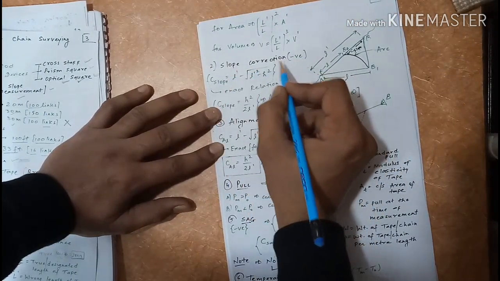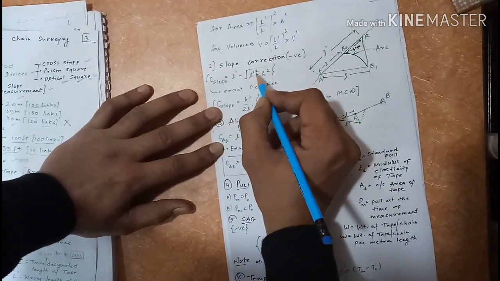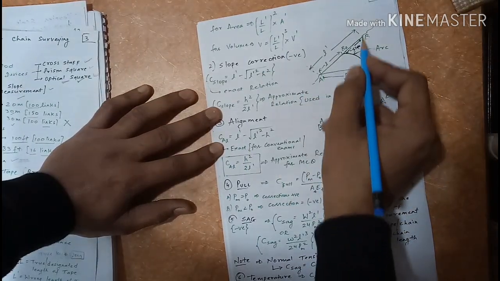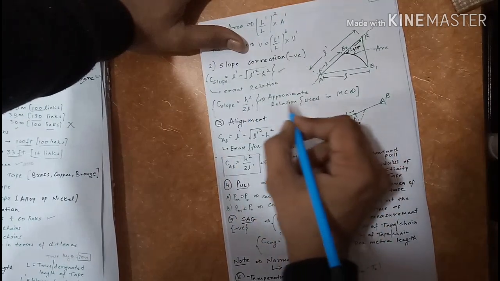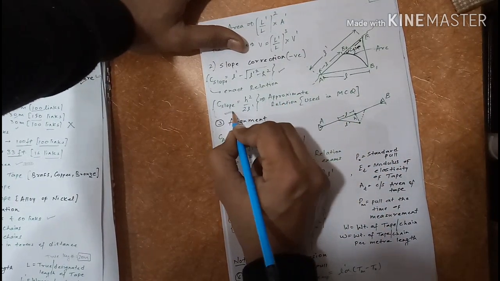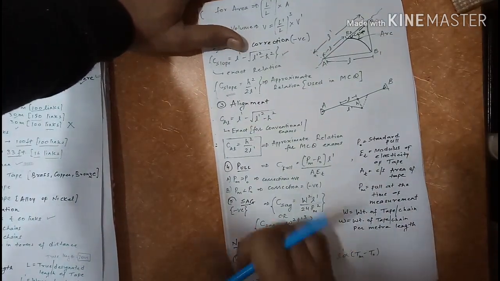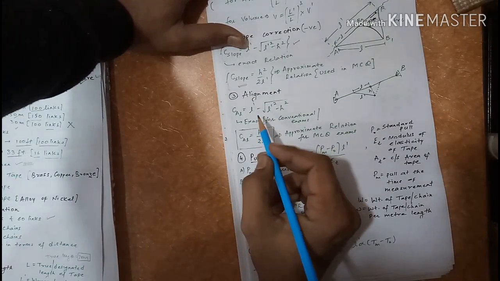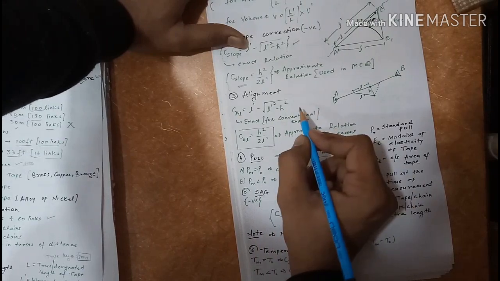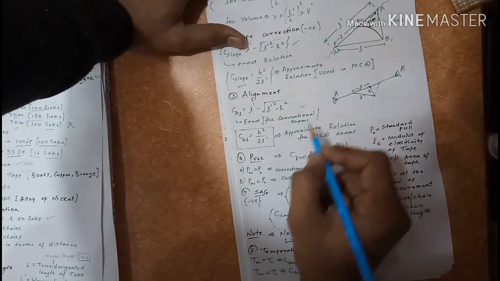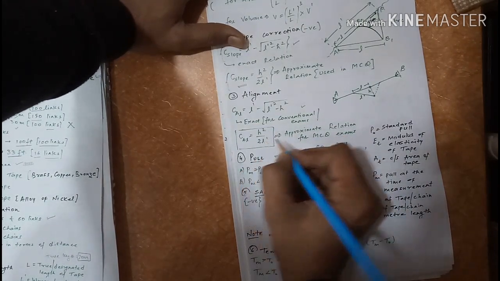For volume, cube will be there: (L dash upon L) cube into V dash. Now the slope, correction due to slope. This is the correction due to slope: L dash minus under root L dash square minus H square. This is the basic diagram actually. This is the exact relation, and generally for the MCQ purpose we use this relation: correction due to slope is equal to H square upon 2L dash. Now correction due to alignment. Correction due to alignment is L dash minus under root L dash square minus H square. Similarly, this is also the exact relation, and the relation that we use for the MCQ purpose is H square upon 2L dash.